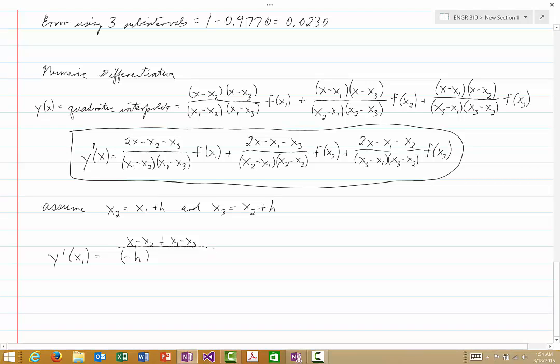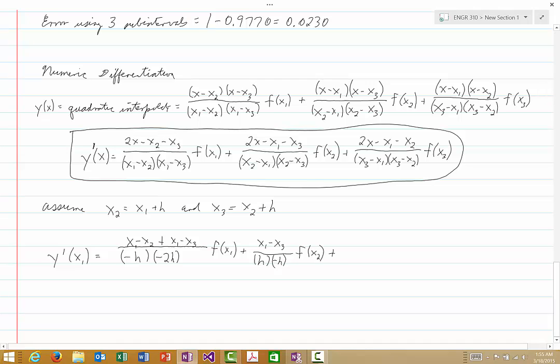And that will be times f of x1, and x1 minus x3 will be minus 2h. Okay. For the next one, when we stick in x1 here for x, we'll get 2x1 minus x1, so that's x1. So x1 minus x3. And then x2 minus x1 will be h. And x2 minus x3 will be minus h. And this gets multiplied by f of x2.